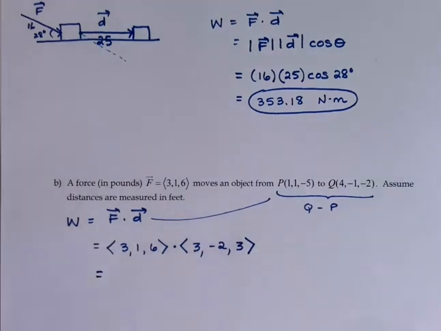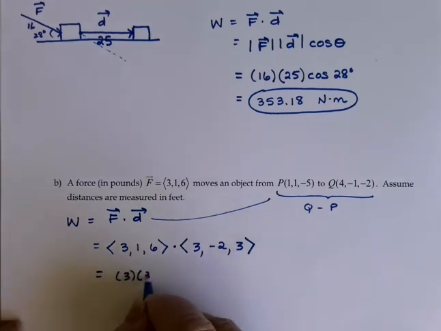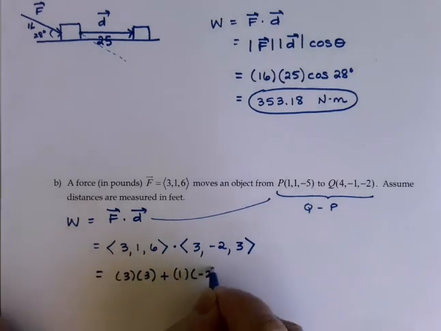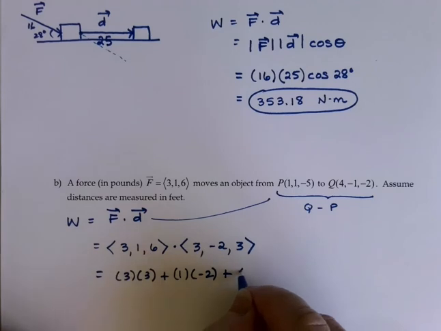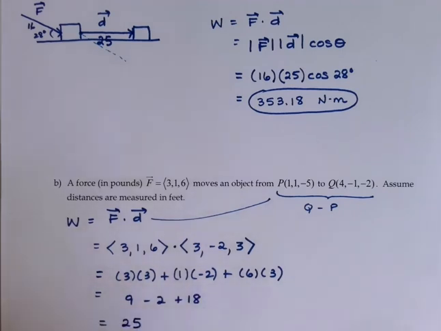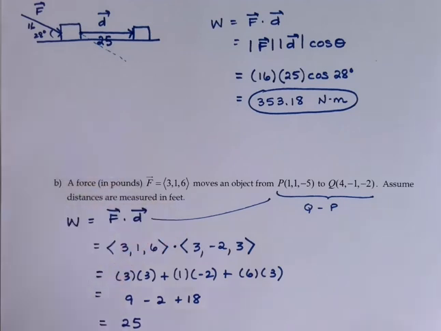Now I can use our little shortcut that we discovered. 3 times 3 plus 1 times negative 2 plus 6 times 3. And it looks like I'm going to get 25 here. And in this case, it was feet and pounds, so foot-pounds.